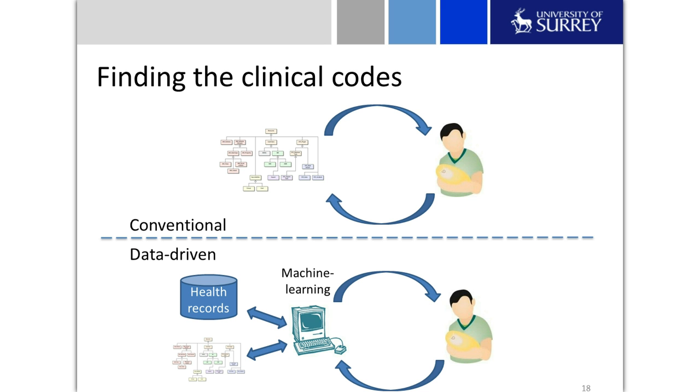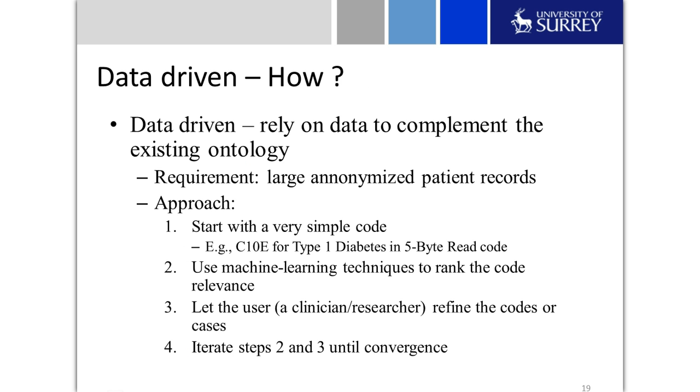Using these two components will help to enhance the clinician's experience in identifying clinical codes. By data-driven, we mean that we're going to complement the existing ontology approach with plenty of anonymized patient records. The approach goes something like this. First, we identify a very simple code, say C10E for type 1 diabetes.